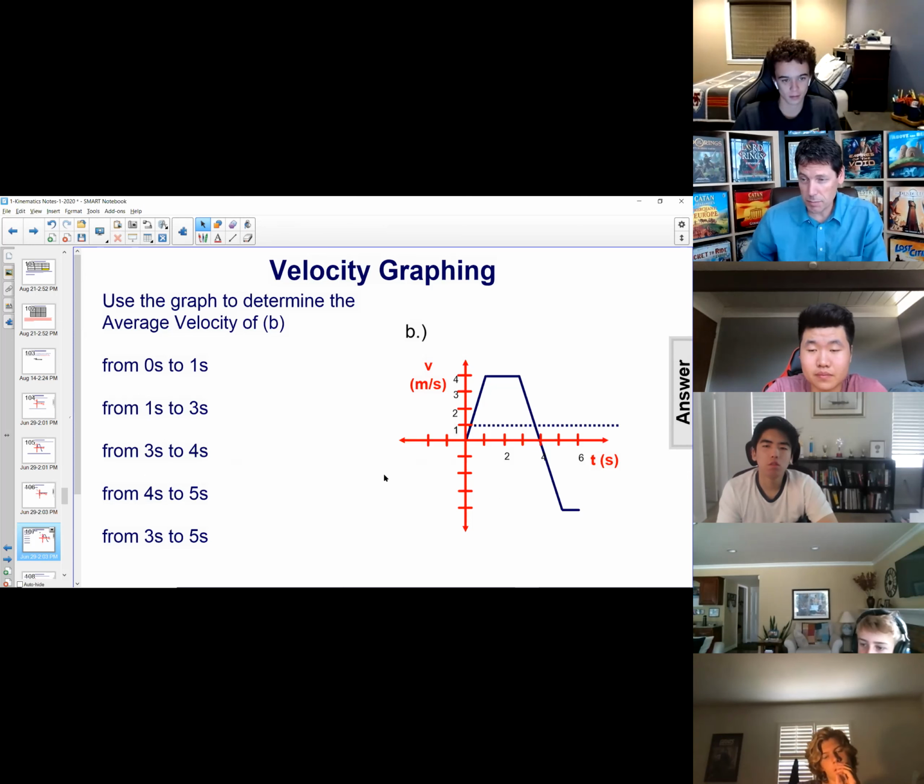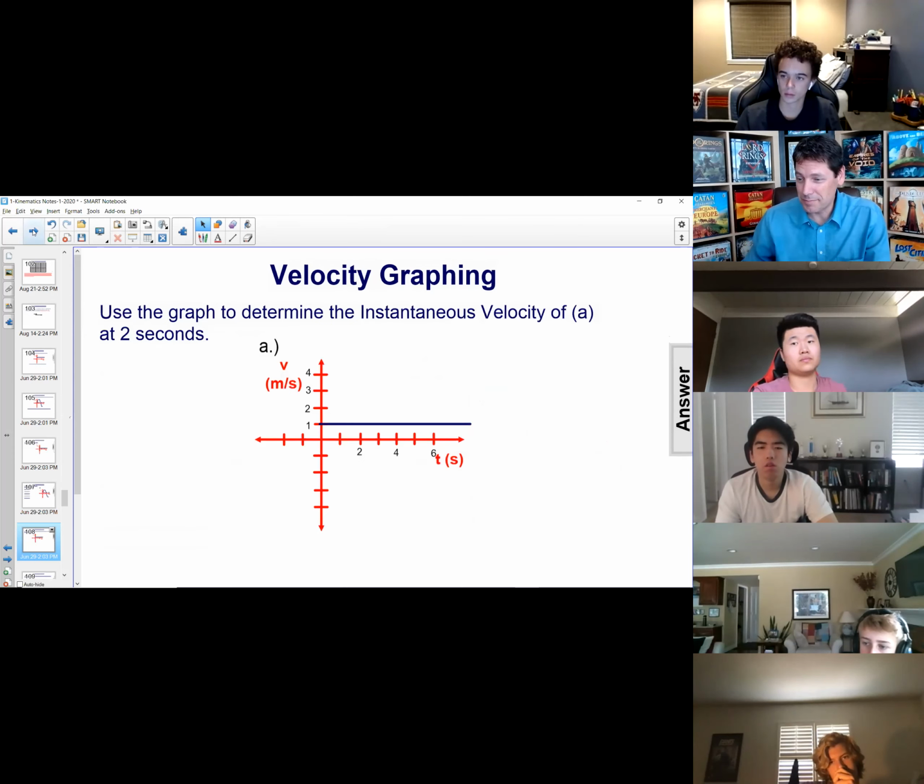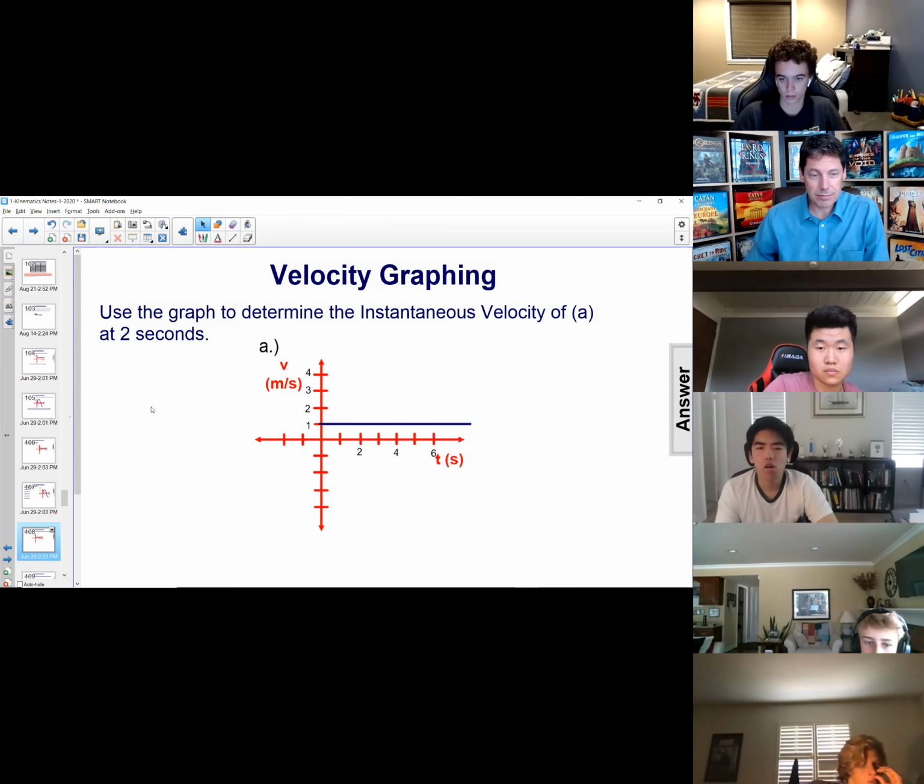All right. Questions about interpreting velocity time graphs where it's changing? We've done a little bit of that, but this sort of ramps it up to a little bit higher level of difficulty from what we've done before. All right, let's keep moving. All right, so using this graph, what is the instantaneous velocity at 2 seconds?